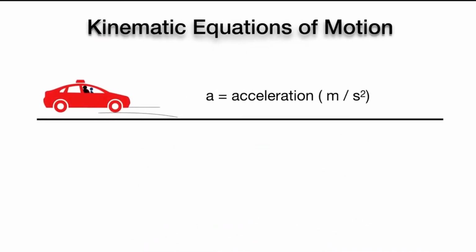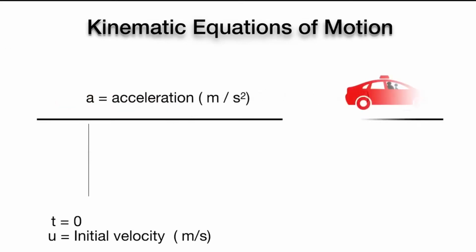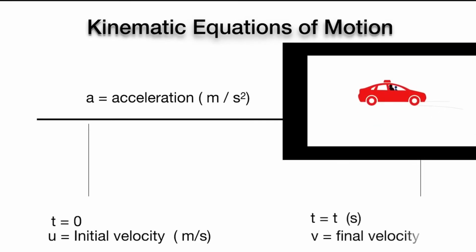Motion equations for constant acceleration in one dimension consist of 5 variables. Let's see what those 5 variables are using car motion. Here, a car is moving with constant acceleration a, and if we take a snapshot at an instant of time, here time t is equal to 0 seconds and the velocity is u, which we can take as the initial velocity. Now for the same motion, if we take a snapshot at a different instant of time t, that velocity is v, which is the final velocity of this motion.